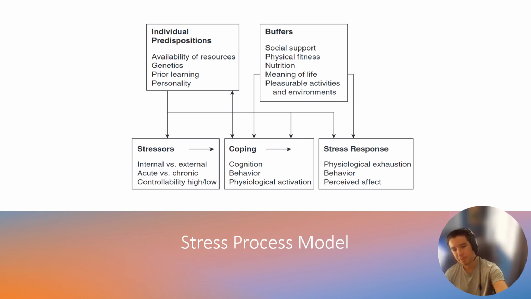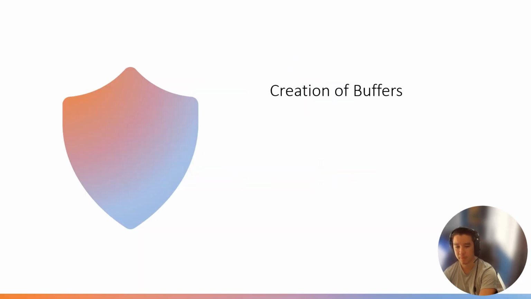So returning to the stress process model, we've talked about stressors. We moved from the stressor to coping. We're going to take a pit stop with buffers before we end up with the stress response. So again, buffers are the intermediating variables that can moderate our transition from coping to stress response. They generally exist in the background, and they are things that can help us vent or take away some of the pressure from the stress that we feel.